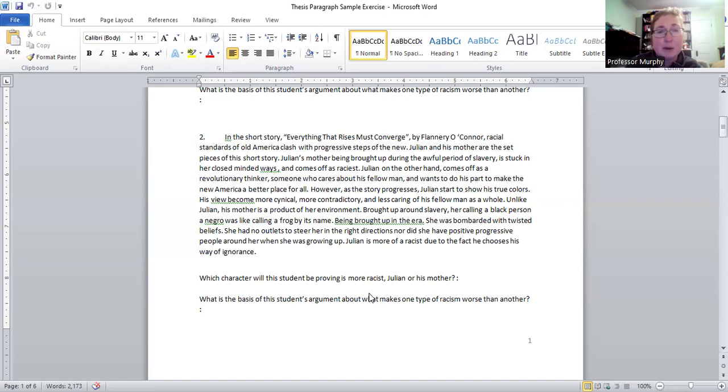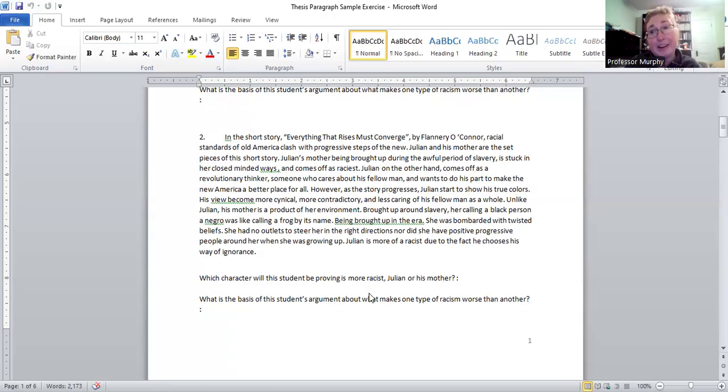Unlike Julian, his mother is a product of her environment. Being brought up around slavery, her calling a black person a Negro was like calling a frog by its name. Being brought up in the era, she was bombarded with twisted beliefs. She had no outlets to steer her in the right directions, nor did she have positive, progressive people around her while she was growing up. Julian is more of a racist due to the fact that he chooses his way of ignorance.